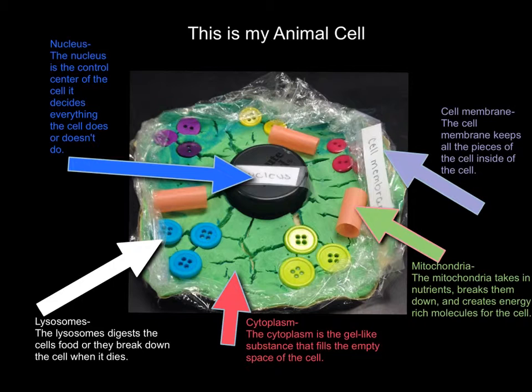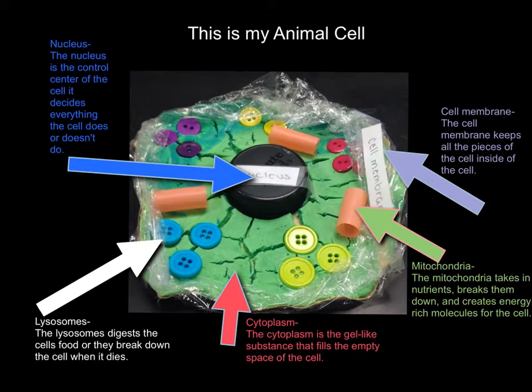This is my animal cell. The nucleus is the small black thing in the middle. The nucleus is the control center of the cell. It decides everything the cell does or doesn't do. The lysosomes are where the white arrow is pointing. The lysosomes digest the cell's food or they break down the cell when it dies.